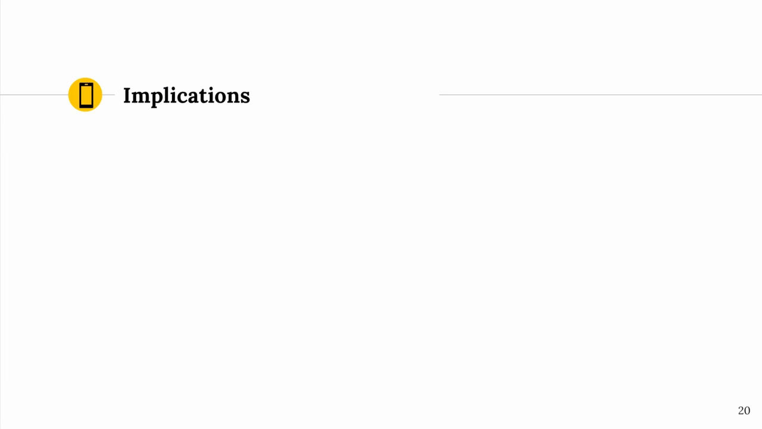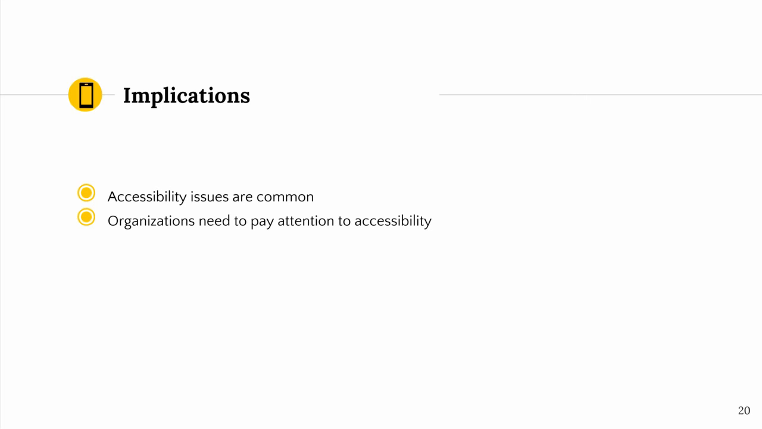For the implications of this study, the main thing here is that accessibility issues are common in apps, and this affects individuals with different kinds of disability. The second thing is that organizations need to pay attention to accessibility because most of the survey respondents told us that they did not have any accessibility evaluation as part of their app development process, and also that accessibility is not treated as importantly as other aspects of quality such as security. This also applies to individual developers as well.